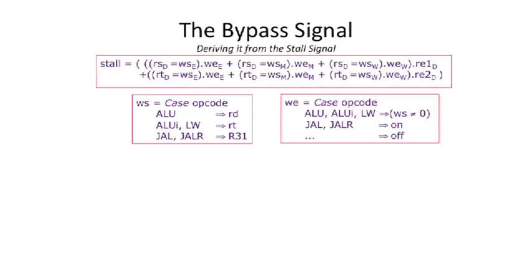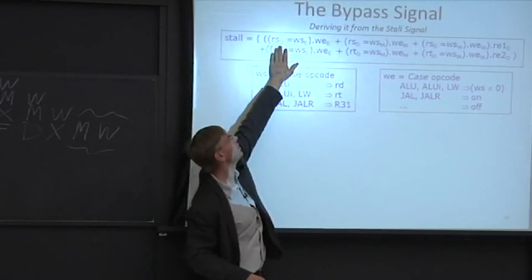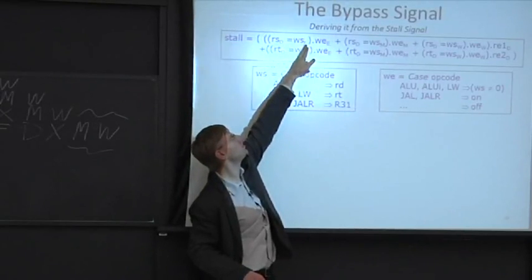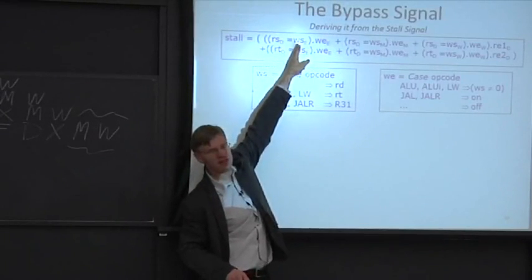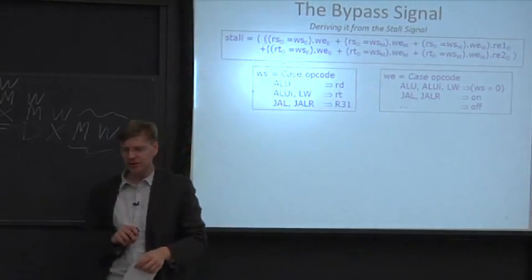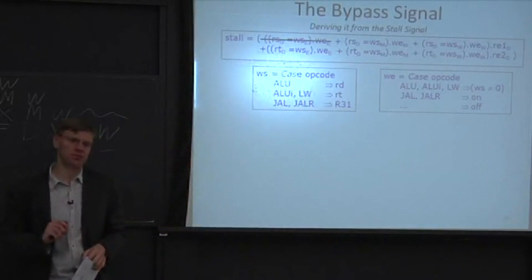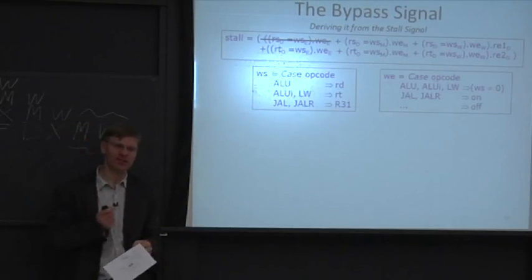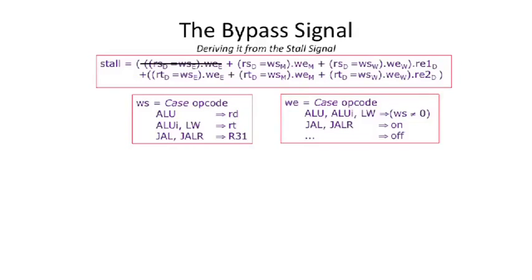OK, so let's derive the bypass signal. We'll start off by looking at our original stall signal. This is just the stall signal we had before. The first thing we're going to do is, if you look at this case right here where we compared the execute write destination to the decode first source operand, we don't need that anymore. We added a bypass, and we added a forwarding signal to handle that case. So we can just put a line through that.